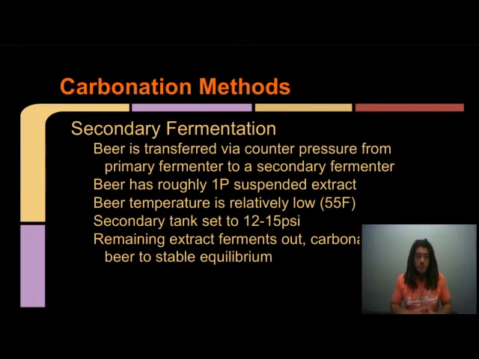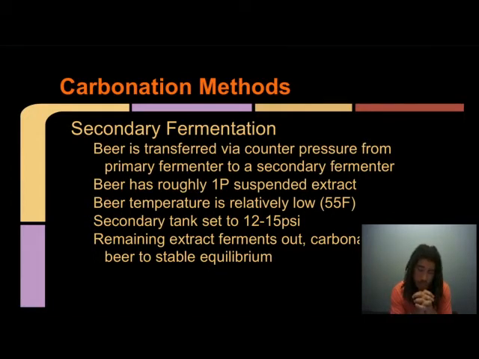All right, so the methods by which one would carbonate. One way of doing it is secondary fermentation: beer that's transferred via counterpressure from the primary fermenter to a secondary fermenter. At this point, the beer usually has about 1 Plato of suspended sugar extract left in suspension.